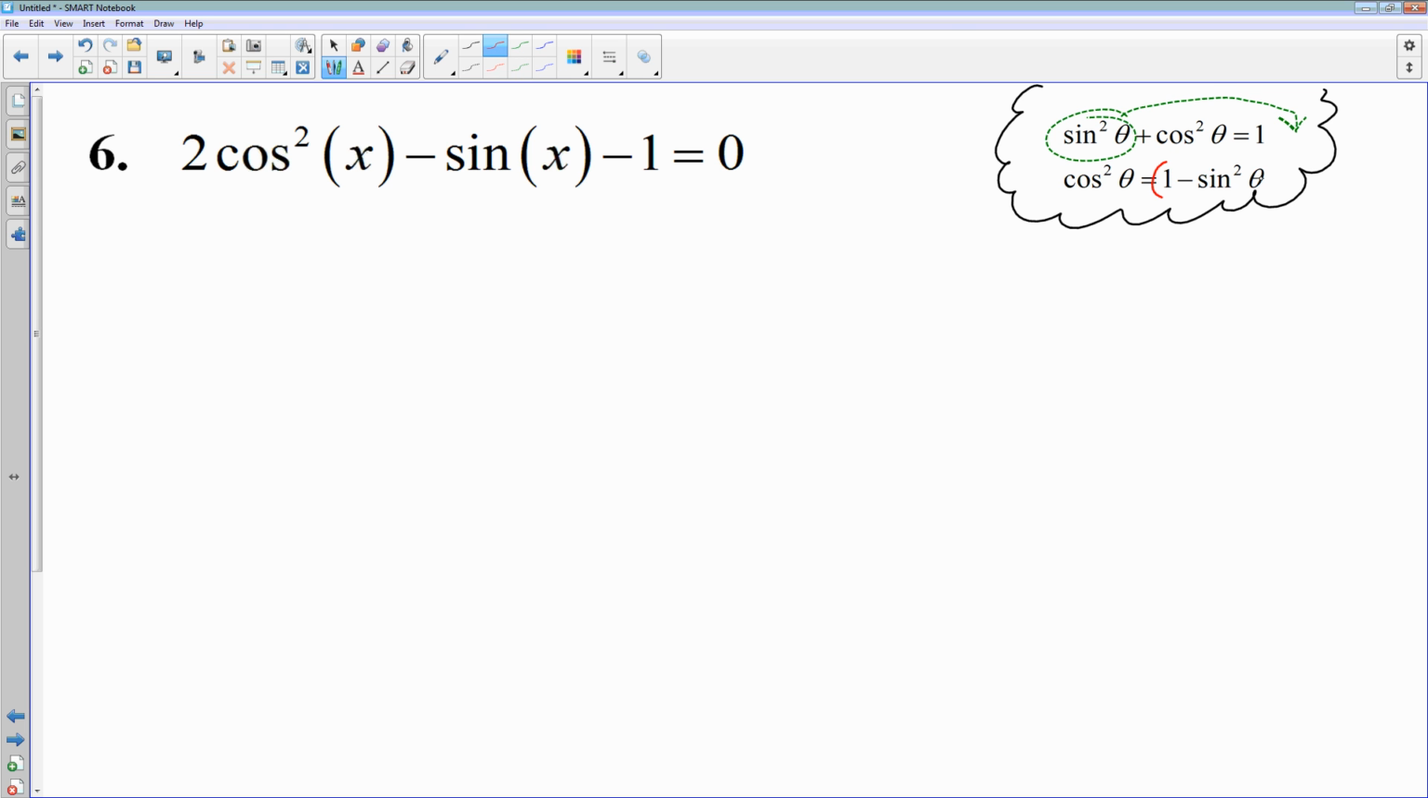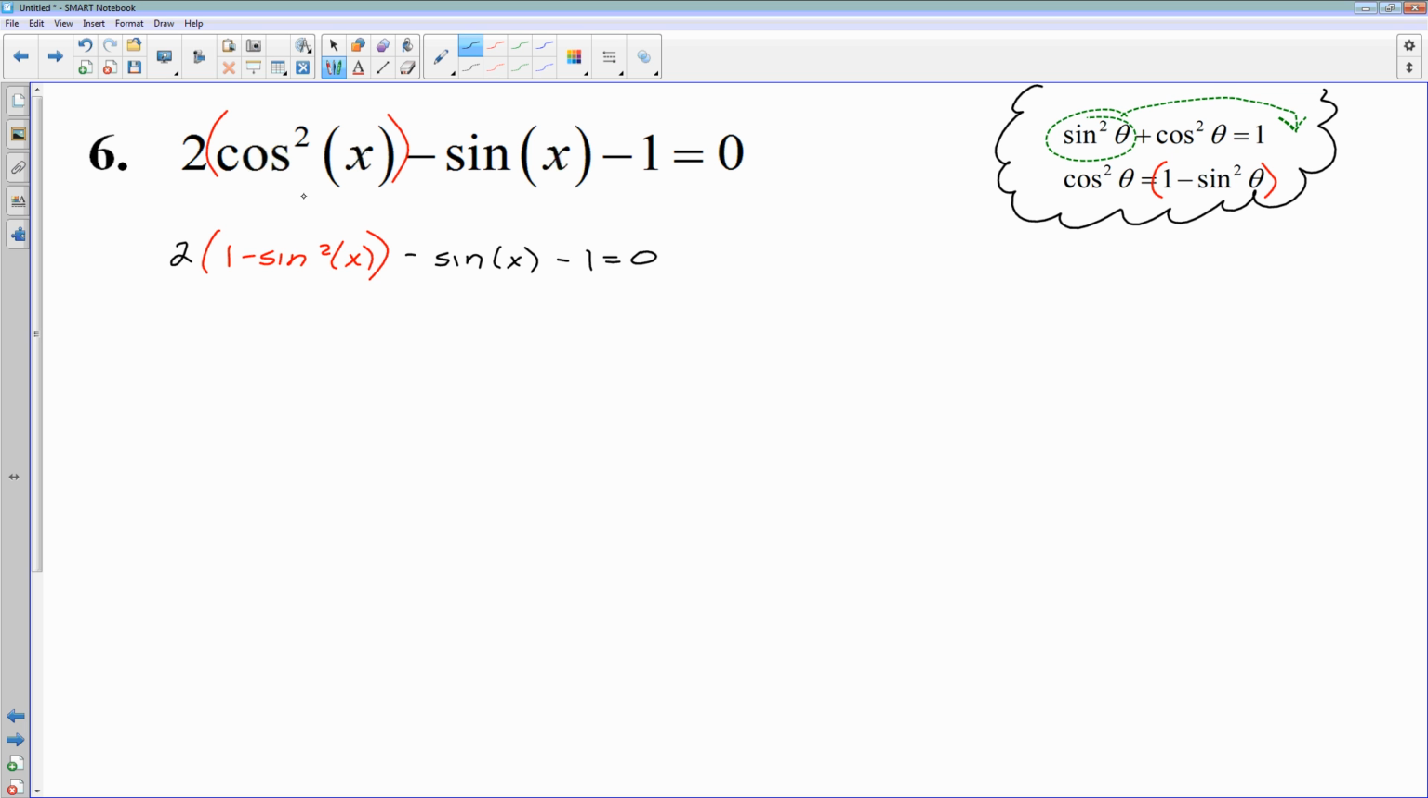So I would take 1 minus sine squared, and I'm going to plug it in for cosine squared right here. The reason I want to do that is because that now gives me only one trig function. The only trig function I have in this equation is sine x. And now we need to try to solve this equation.